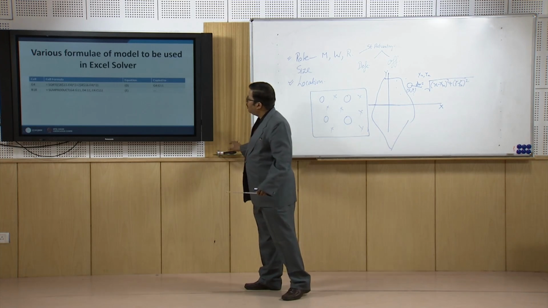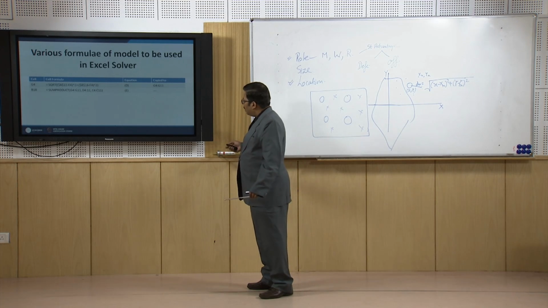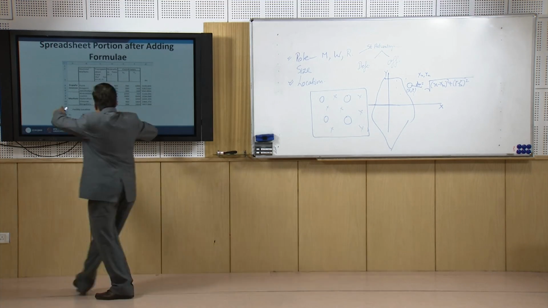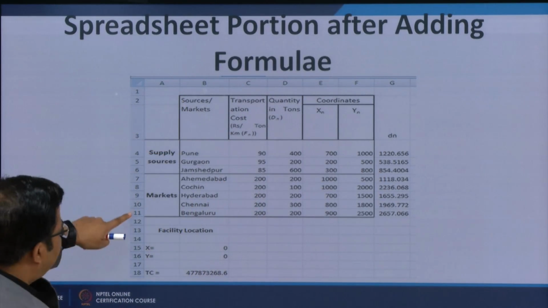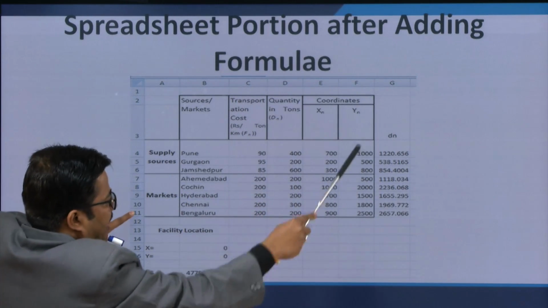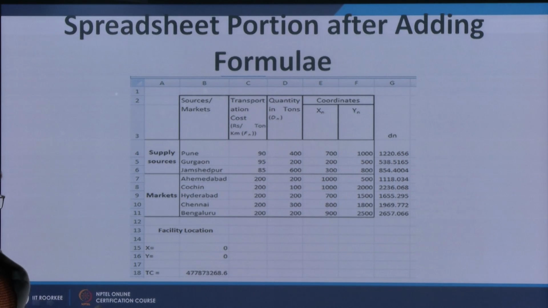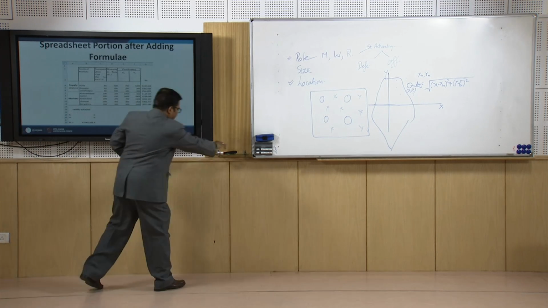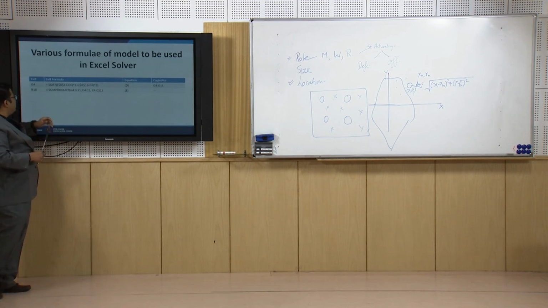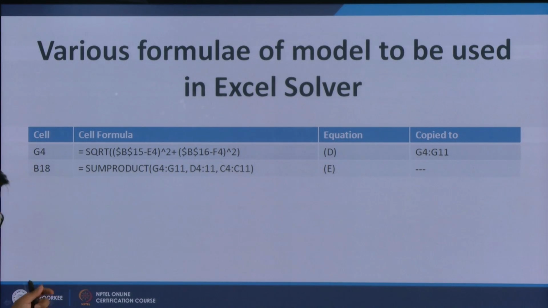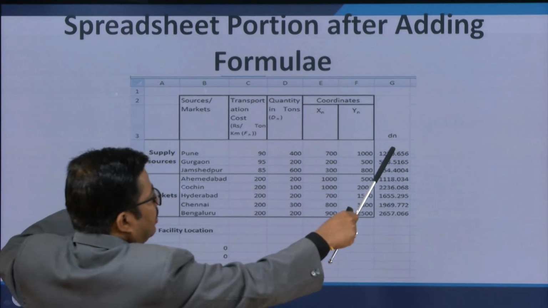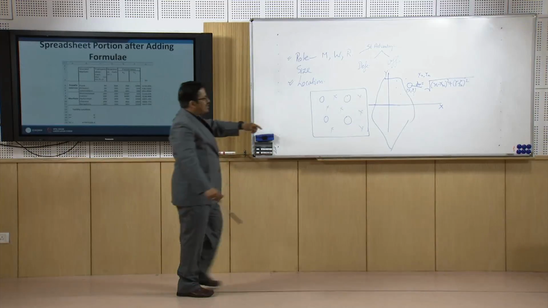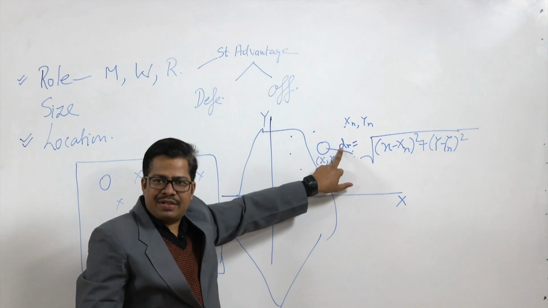Now, for that purpose, the formula which we need to use: this much of the spreadsheet, from B2 to B11, we already have. Now we need to develop some formulas which we will build in this spreadsheet, and we can see them here in cell number G4. G4 is this cell, and in this we want to determine this distance dn.